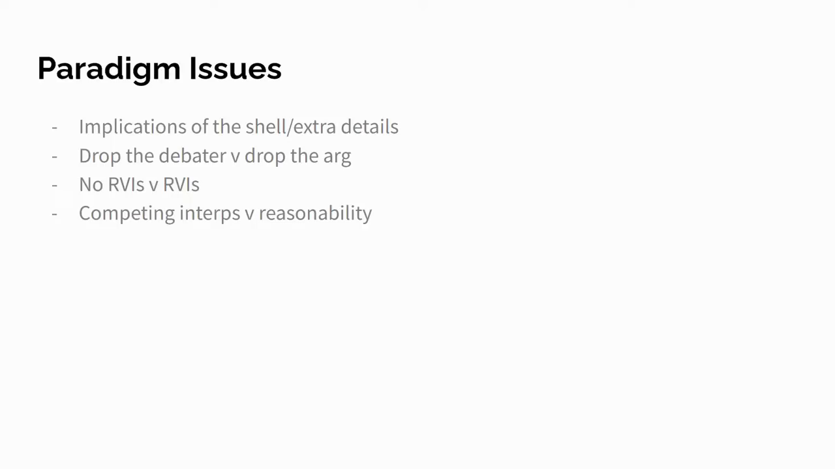So, competing interps versus reasonability. This talks about how your opponent should contest the shell. Competing interpretations says that your opponent, in order to contest the shell, must provide a counter model of debate or a counter interpretation. So for conditionality, your interpretation might be the negative may not read any conditional advocacies, and the negative counter interpretation, or the competing interp, would look something like: the negative may read conditional advocacies.